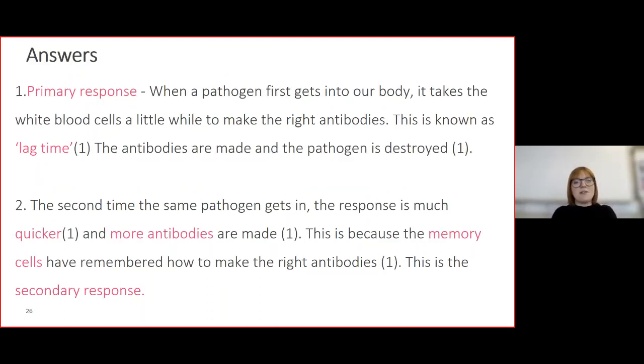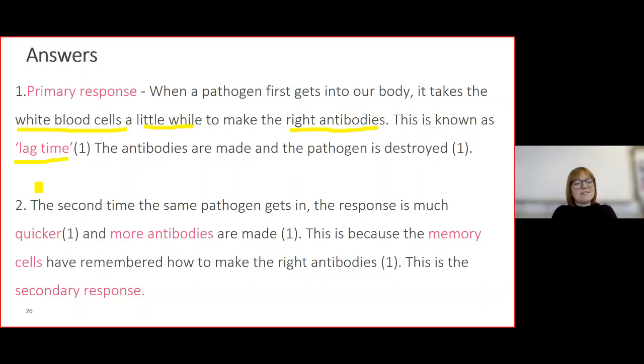Okay. So here are our answers. The primary response: when a pathogen first gets into our body, it takes the white blood cells or lymphocytes a little while to make the right antibodies, or you could say longer. It takes them longer to make the right antibodies. This is known as lag time. The antibodies are made and the pathogen is destroyed. That's our primary response, the very first time that we're infected with a pathogen.